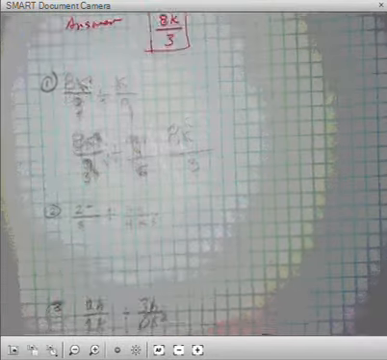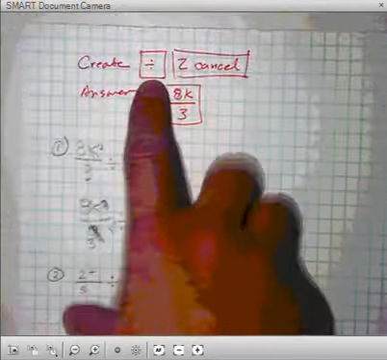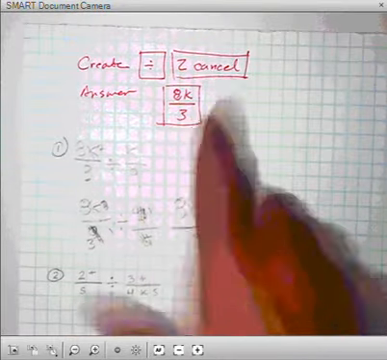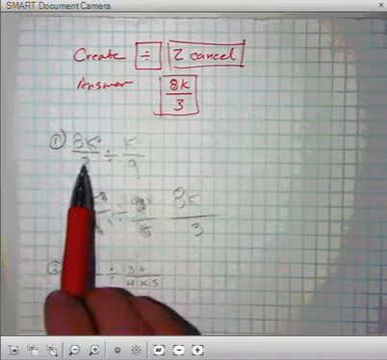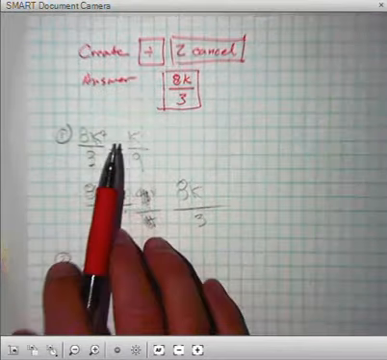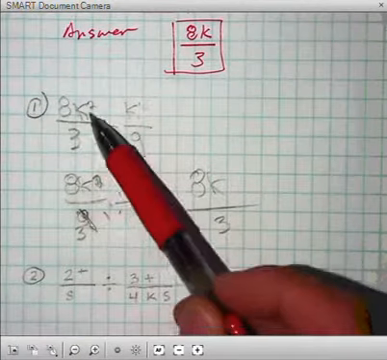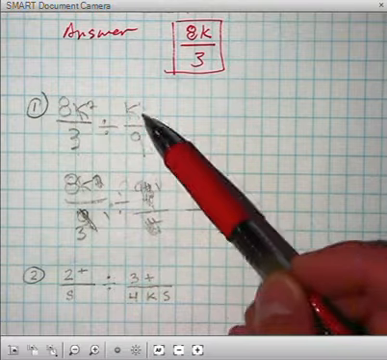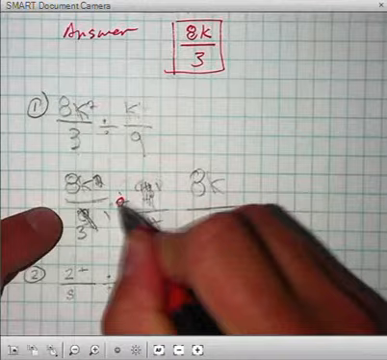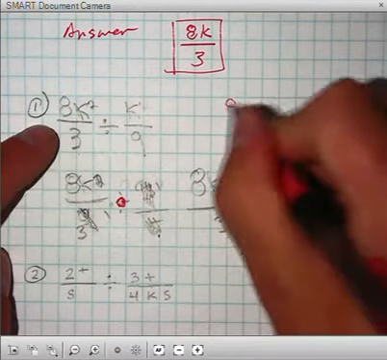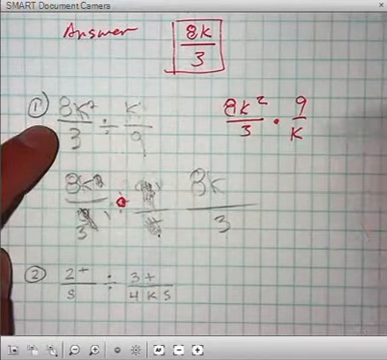Really good. Alright, so I challenged you. I said, I want you to create a division problem where we have to cancel 2 things out, and our answer is going to be 8k over 3. Let's look at what we've got. Our first one here, it looks like they worked it out for us. It looks like we've got 8k squared over 3 divided by k over 9. So we copy our first fraction, change to multiplication, flip our second fraction. So that'll give us 8k squared over 3 times 9 over k.